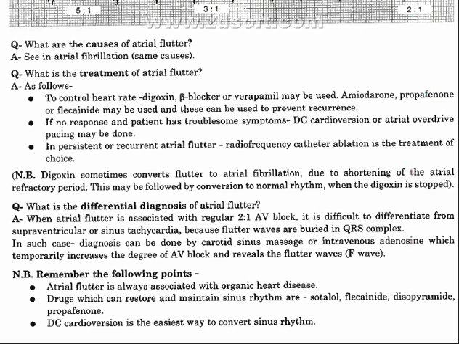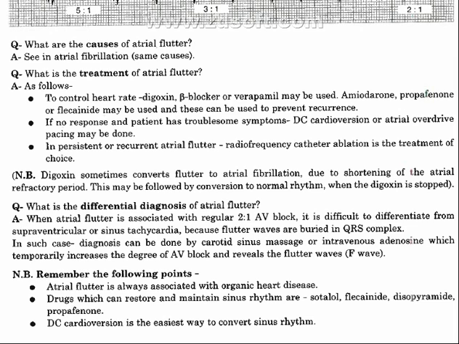Now, what are the causes of atrial flutter? Same as atrial fibrillation. What is the treatment of atrial flutter? As follows: to control heart rate, we give digoxin, beta blocker or verapamil. Amiodarone, propafenone or flecainide may be used, and these can be used to prevent recurrence.